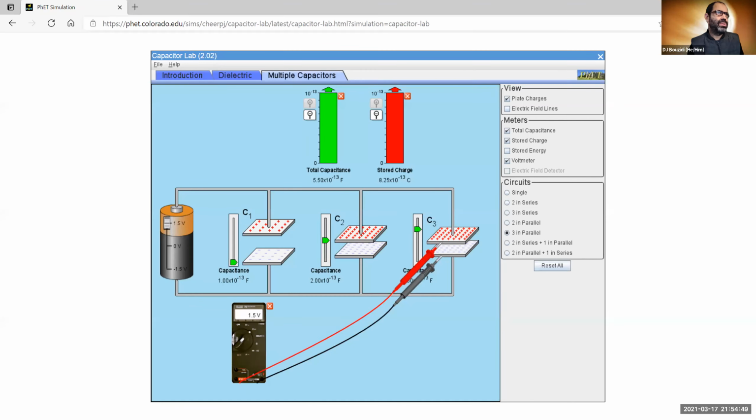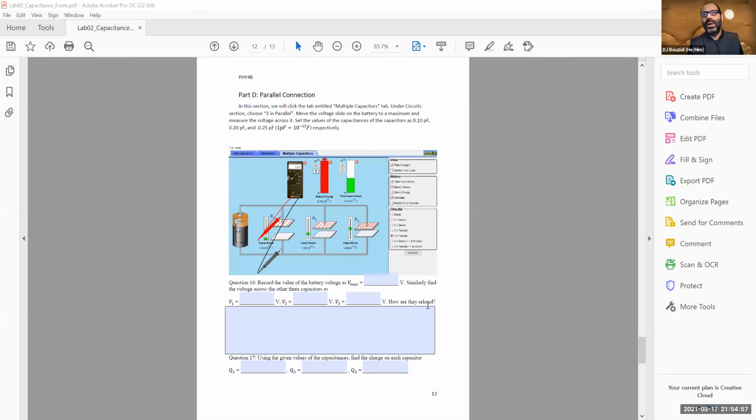So let me go back in here. Stop sharing. Share. LAB02. So how are they related? They are identical because, again, this is a parallel configuration. Okay? So it's the same voltage across the battery.